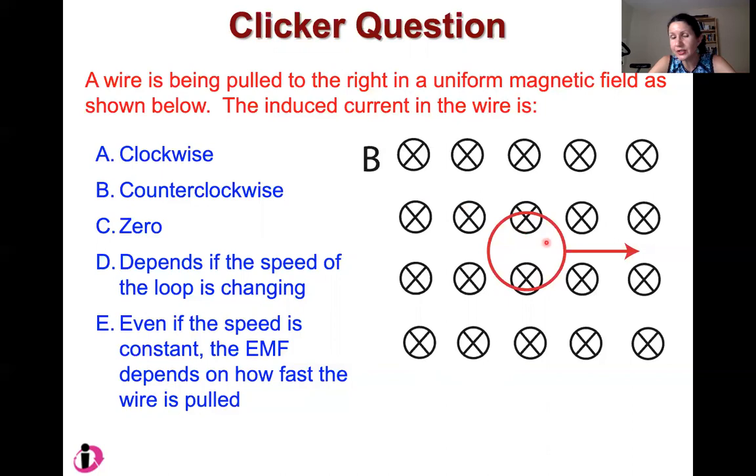Is the area changing? No, we still have this same loop, which is moving to the right. And is the angle changing? Also no. You're not rotating this loop relative to the magnetic field. So you're just moving this loop in this uniform magnetic field. The loop is not changing. The magnetic field is not changing. No rotations. That tells us there's no induced current. So it's not enough just to have motion and a magnetic field. The field or the magnetic flux has to be changing.